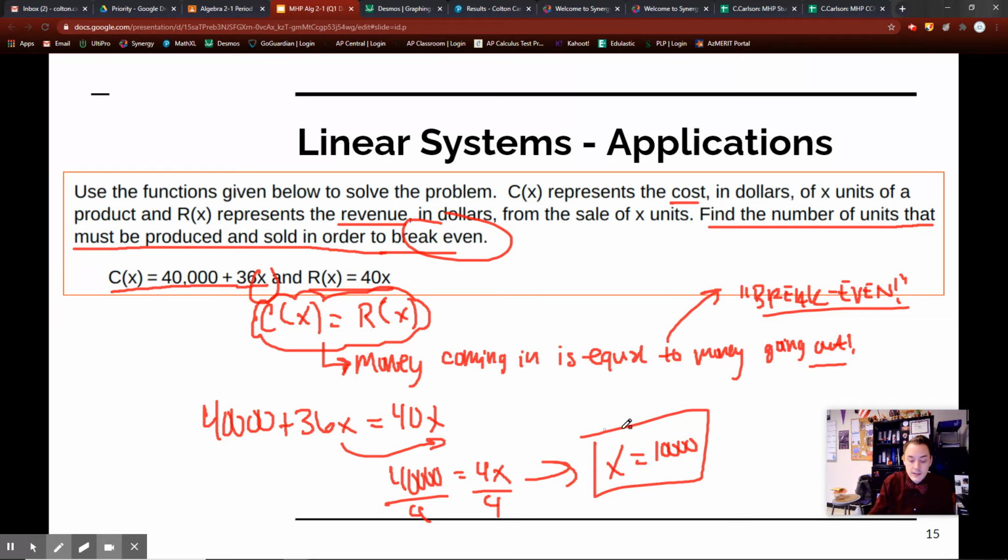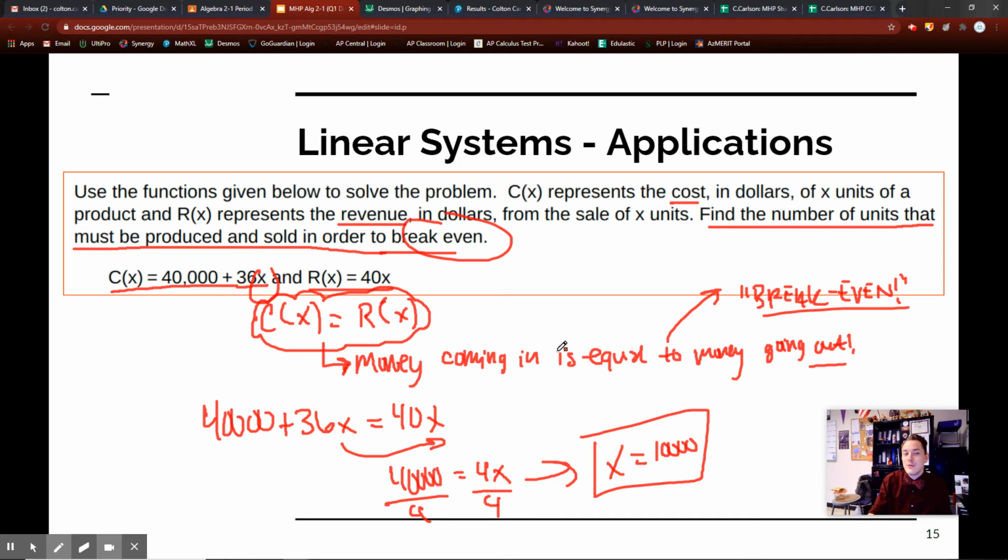So what does this mean? This means the business needs to produce and sell 10,000 units in order to break even. In order to make money, they have to sell more than 10,000. Okay? They have to produce and therefore also sell more than 10,000.